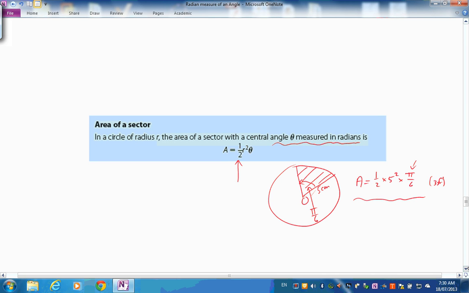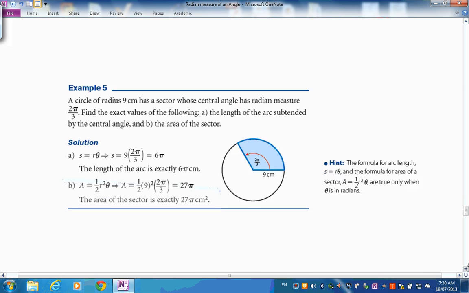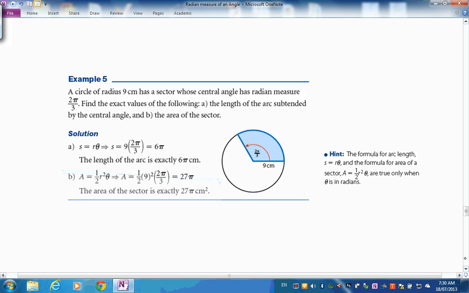All right, come on down, and here's their example here. A circle of radius 9 centimetres has a sector whose central angle has a measure of 2 pi on 3. So it's a big one. Okay, what is that? 2 pi on 3. If you're still back in degree land, it's 2 times 180 on 3, which is equal to 120 degrees. So be flexible, be able to move between the two.